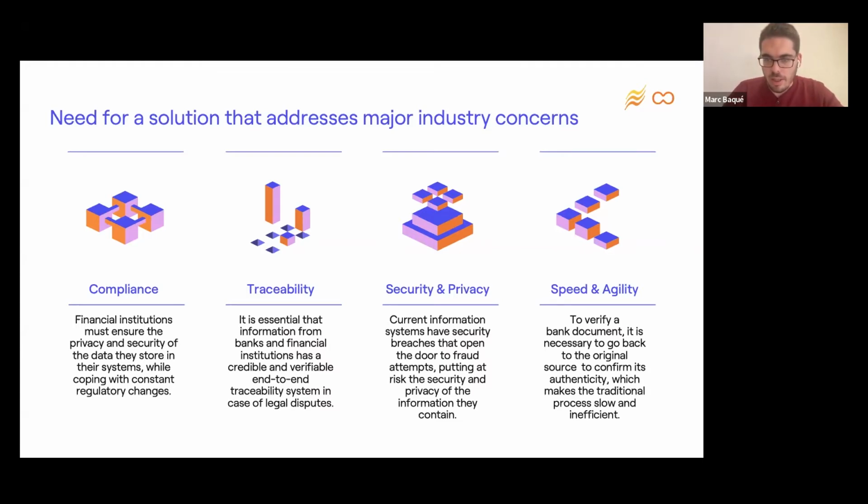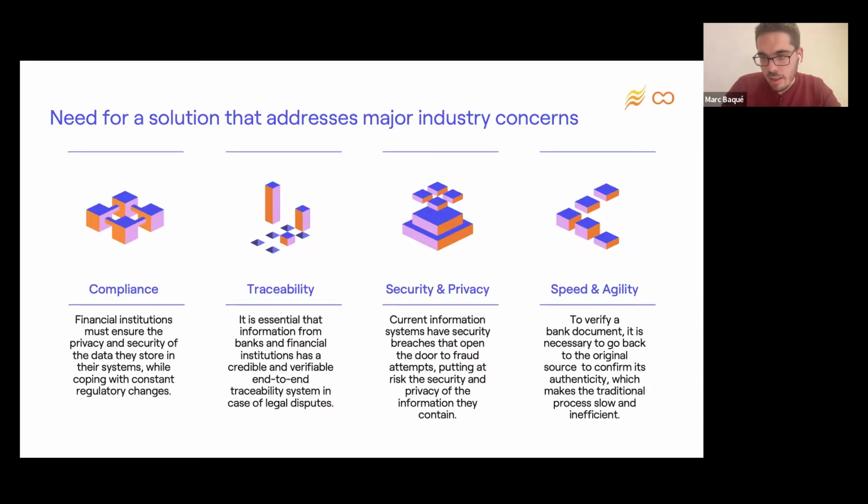The third one is security and privacy, probably one of the most important things, because in centralized systems there are always security breaches. There's no cybersecurity measure that assures you in a centralized manner that a system is secure. So this is vulnerable to, for example, fraud attempts, or at the end it affects the security of your customer data for security or cybersecurity reasons.